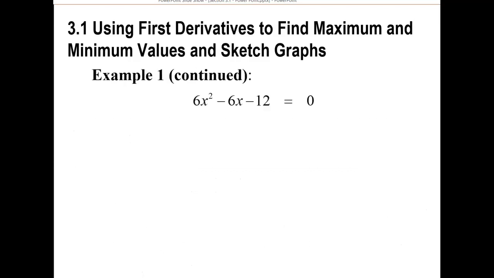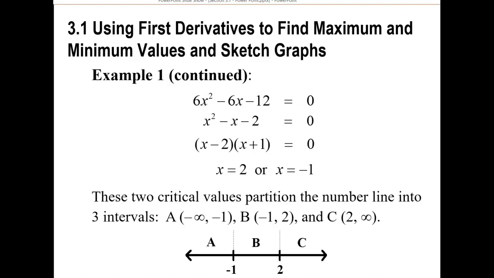All right, so we'll set it equal to 0. That was my derivative function. Set it equal to 0. Here we just divided everything by 6 to make the numbers smaller, because everything's divisible by 6. Then we factor, so that can be solved by factoring. Factor, and then set each factor to 0 gives me critical values of 2 and -1. So x equals 2 and x equals -1 are the possible locations for maxes and mins.